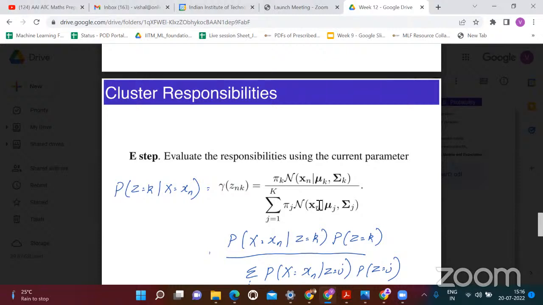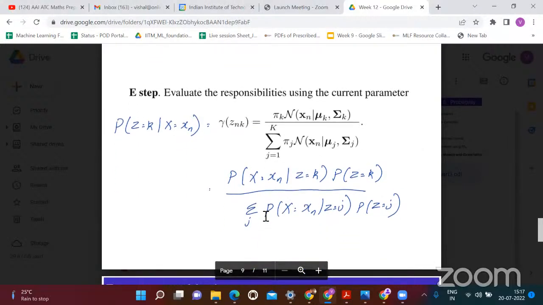Updating means, for example, I took one data point and calculated the cluster responsibility for that, and then I saw in which cluster it is going. So for both the clusters, there is a formula for that. So this is the method to calculate the cluster responsibility.